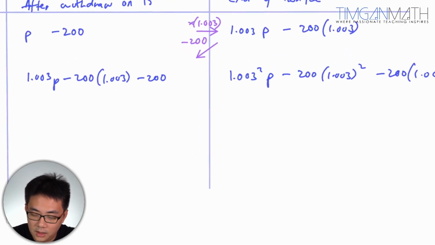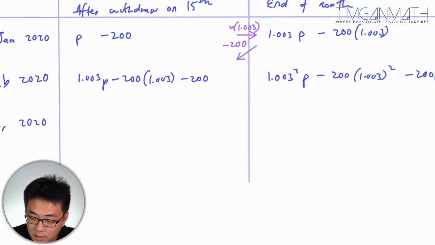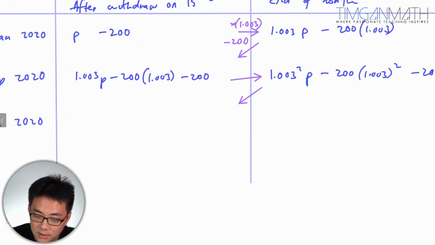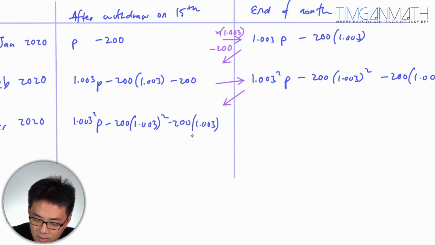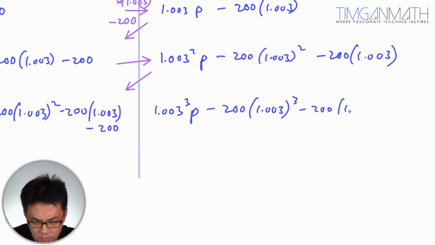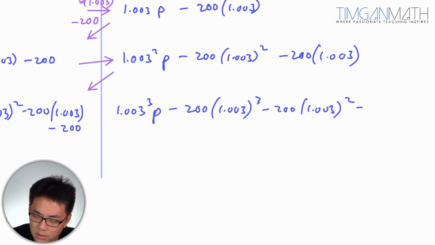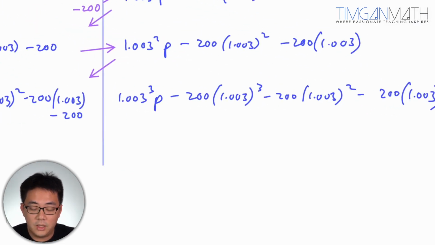Keep going on. I think if you keep going on, you're able to see a trend here. It's not an issue at all. So this is multiply, this is minus. Then I'm just going to copy this: 1.003 square p minus 200, 1.003 square minus 200, 1.003 minus 200 here, and multiply 1.003. So a lot of things. 1.003 square minus 200, 1.003 square minus 200, 1.003. I think that's it. Okay, I think you could see the pattern now.